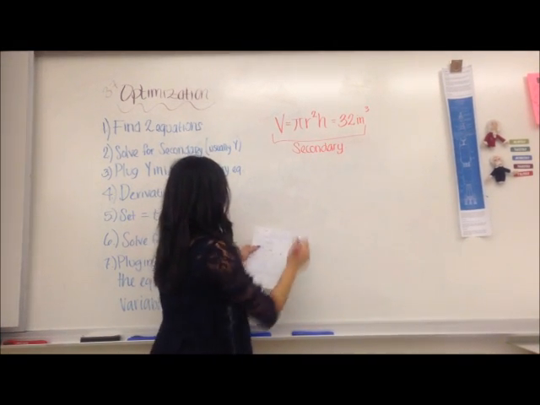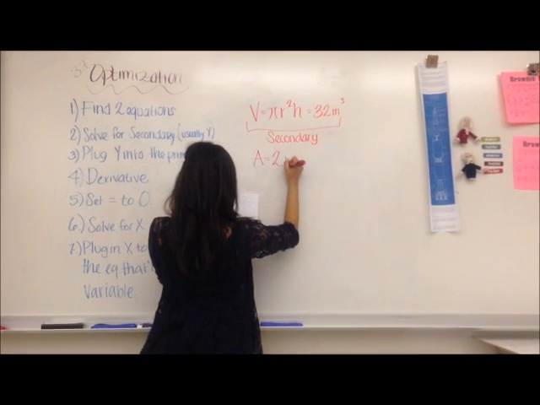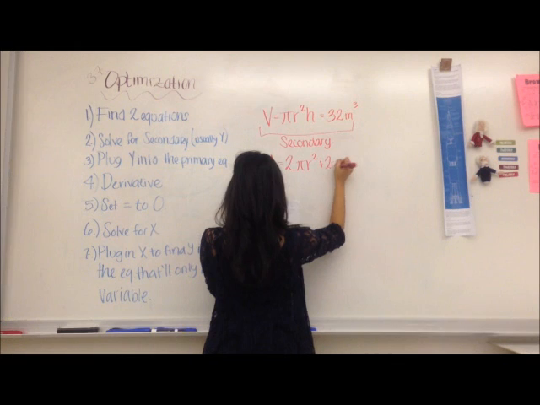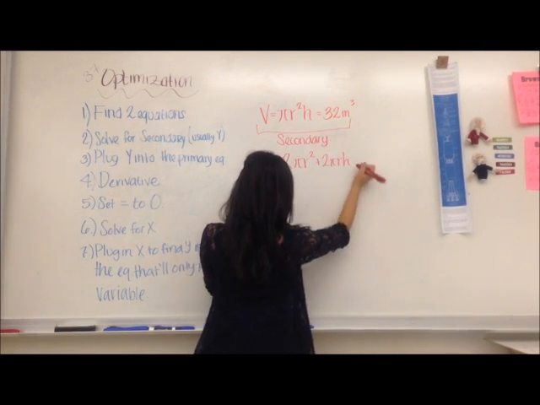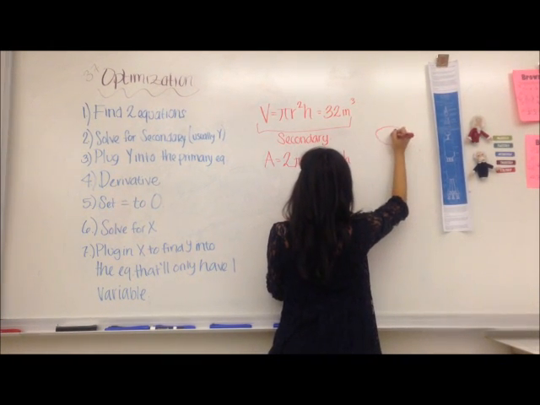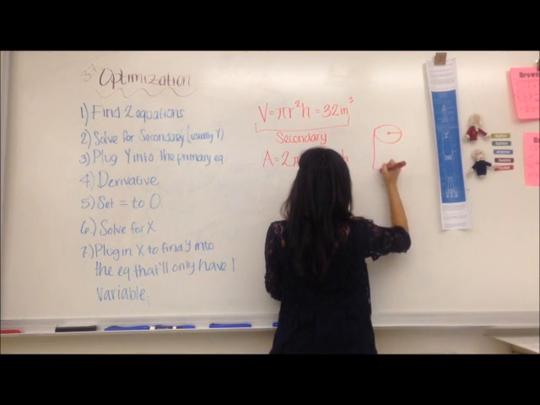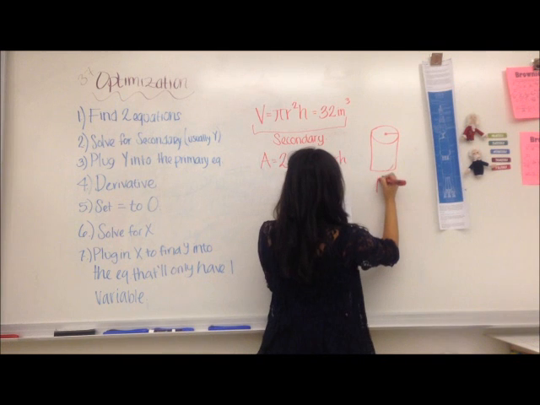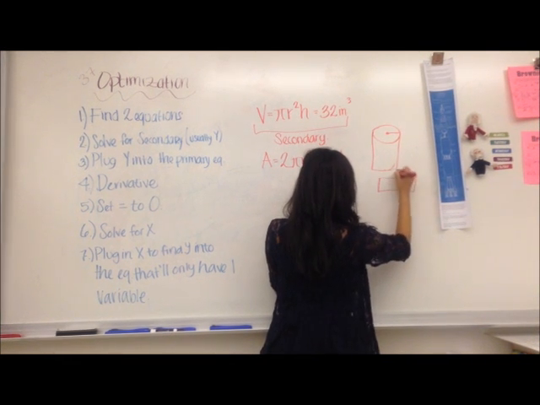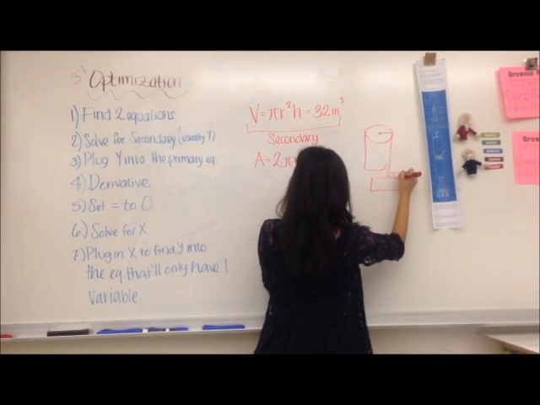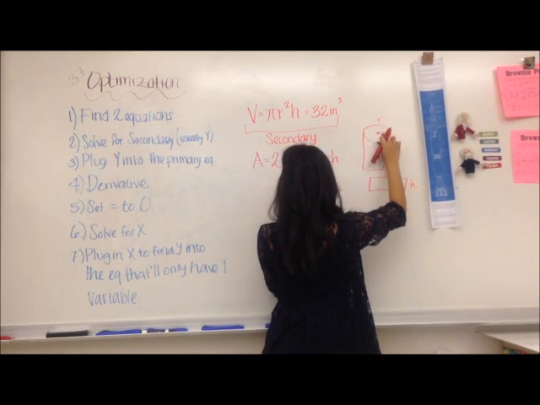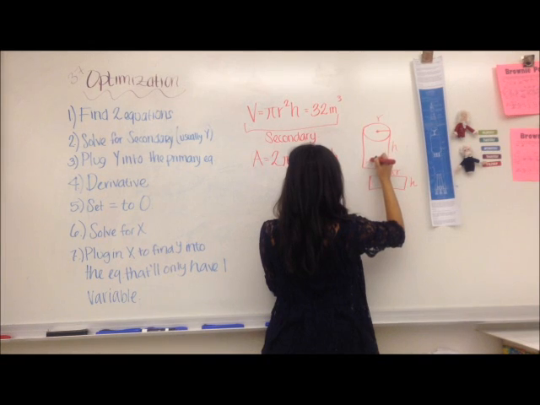Our next step is to use the equation of the area of a cylinder, and sometimes it helps to draw. So here's my can, or I could lay it out flat and have this side 2 pi r, this side h, and have this here as r, and this as the height.